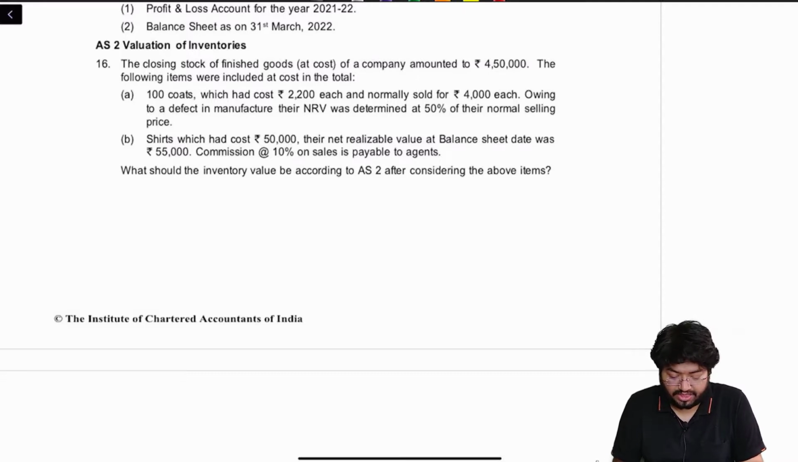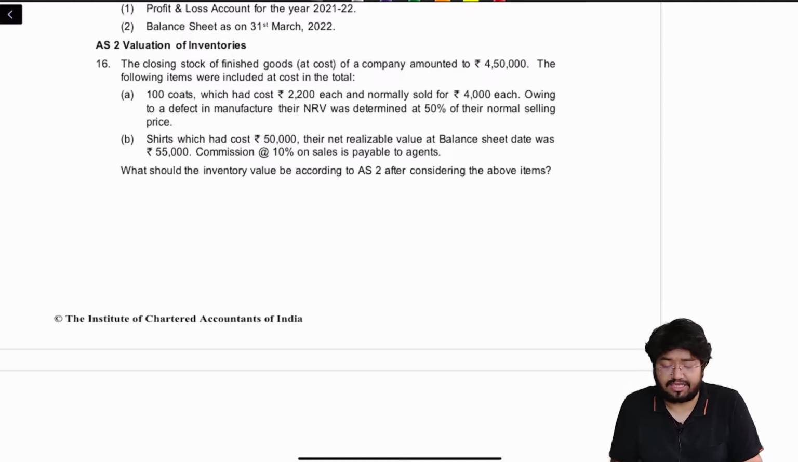100 coats which had cost 2,200 each and normally sold for 4,000 each. Owing to a defect in manufacture, their NRV was determined at 50% of their normal selling price. Shirts which had cost 50,000, their net realizable value at balance sheet date was 55,000. Commission at 10% on sales is payable to agents. What should the inventory value be according to AS2 after considering the two items?